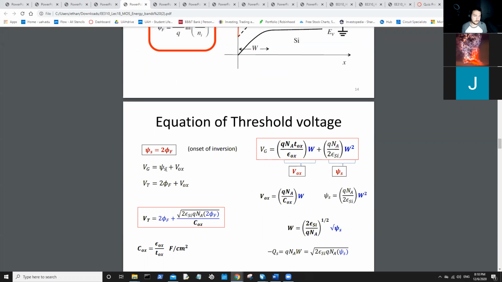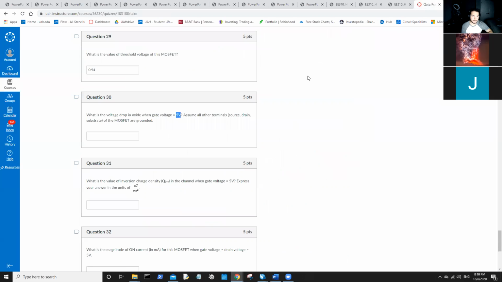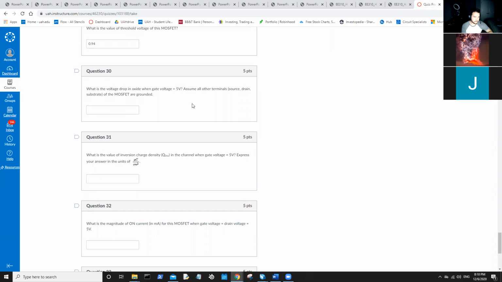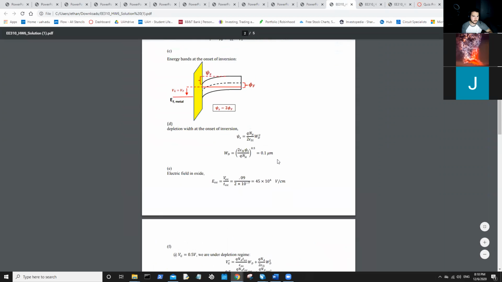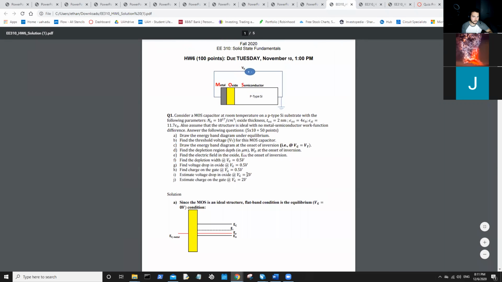Well, what modifies there? That's not right. Because we just calculated this Vox, there's nothing there. The only thing that should change here is the depletion region. I'm not sure what scales up differently. Anybody have any ideas on this one? We haven't done a question like this where it's at 5 volts, I don't believe. Let's see, maybe we have.